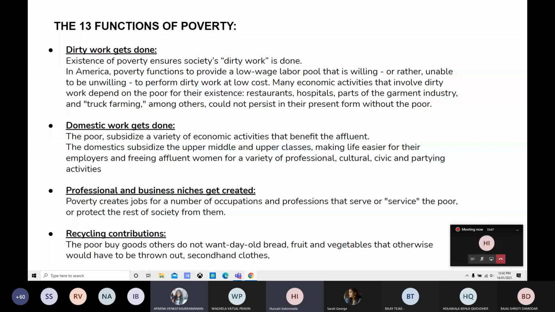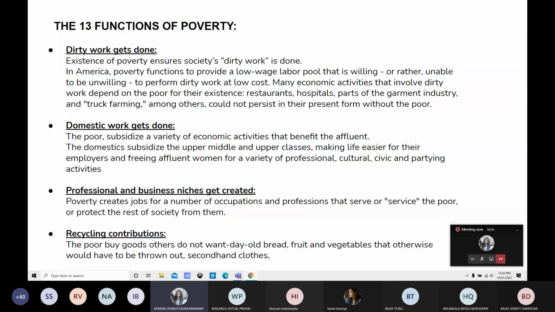Okay. So Gans talks about recycling contributions. Basically, he tells that poverty helps with the recycling of goods and incompetent professionals. Poor people often have to buy goods other people have discarded, including clothes, appliances, automobiles, etc. In addition, the poor may be forced to go to professionals that can't attract wealthier clients.